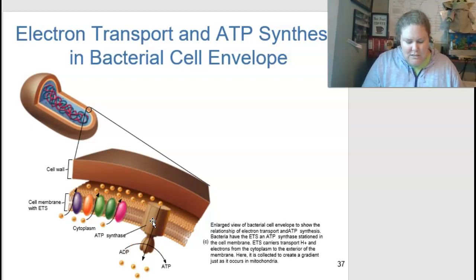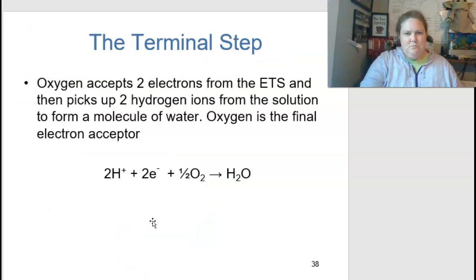As the ETS shuttles the electrons that are delivered by our taxicabs, NADH and FADH2, some of the ETS carriers also transport protons into the periplasmic space between the membrane and the cell wall. And this sets up a gradient that's very similar to what happens in the mitochondria. The bacteria are going to vary in the exact nature of the carriers of the electron transport system.